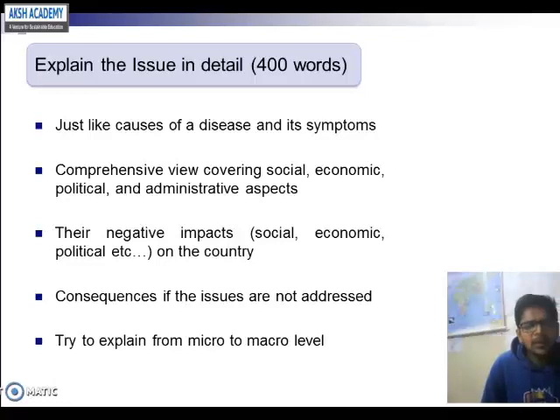The next is their negative impacts on the country: the symptoms which you are showing of any problem, what are the negative impacts of that symptom on social, economic and political conditions of the country, and what are the consequences if the issues are not addressed? Let us say you are writing on Digital India, so what are the consequences if the Digital India campaign is not addressed now? Try to highlight in a very brief manner. Try to explain from micro to macro level, starting from the individual and moving on to the country level, from the base to the pinnacle.